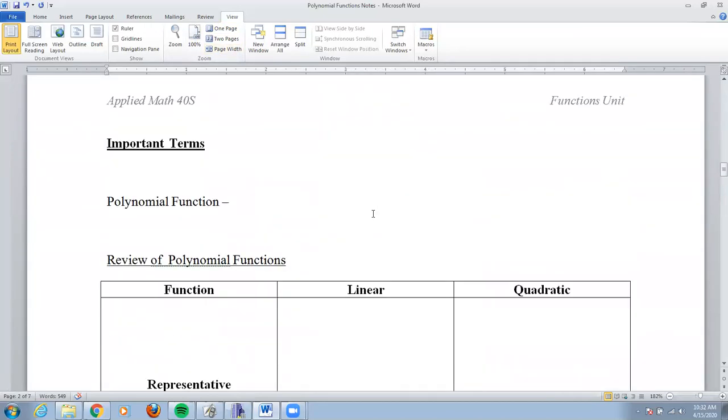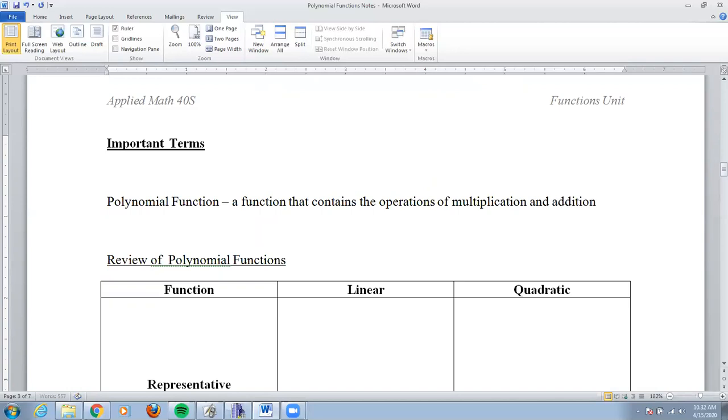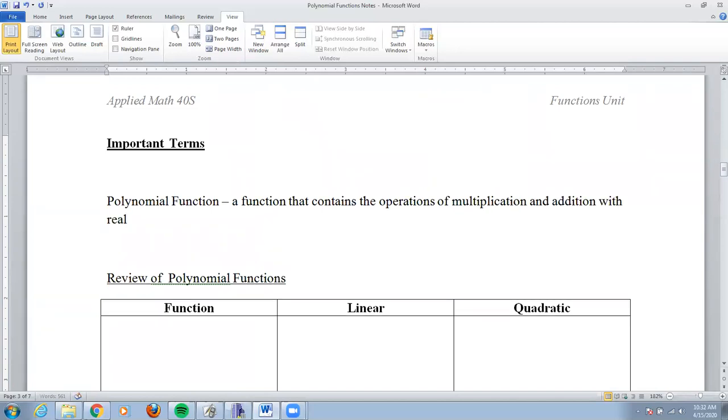Okay, so some important terms then. What is a polynomial function, generally speaking? Well, a polynomial is a function that contains the operations of multiplication and addition with real number coefficients, whole number coefficients if it's exactly whole numbers, and two variables, y and x.